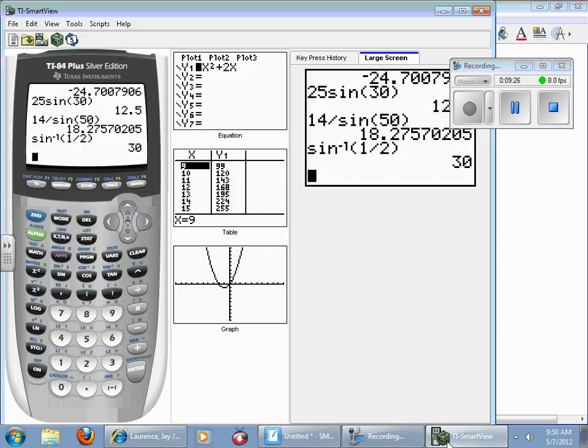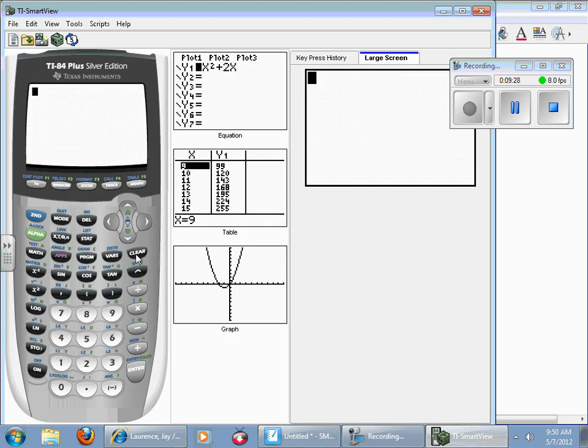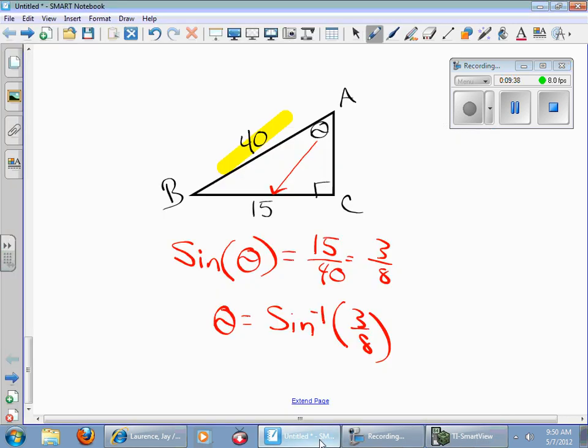I go to my calculator at this point. Clear that out of the way. I'm going to do second sine, and I'm going to do 3 divided by 8. Hit enter, and there we go. It looks like it's a 22-degree angle rounded to the nearest 10. So theta is going to equal about 22 degrees. It's that simple, ladies and gentlemen.